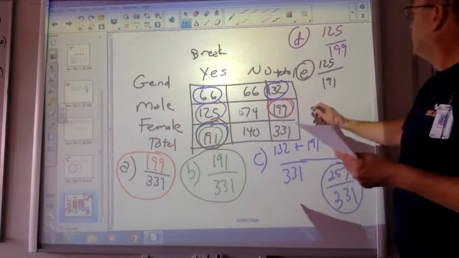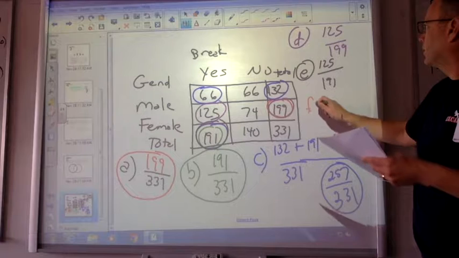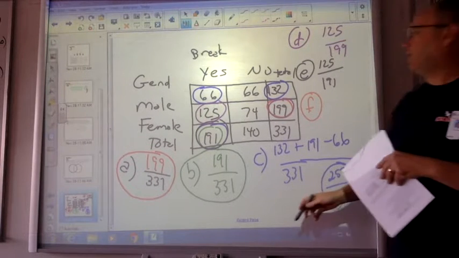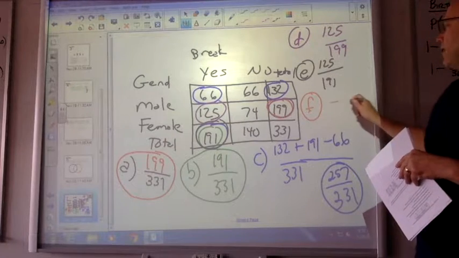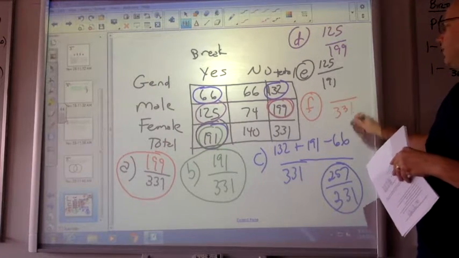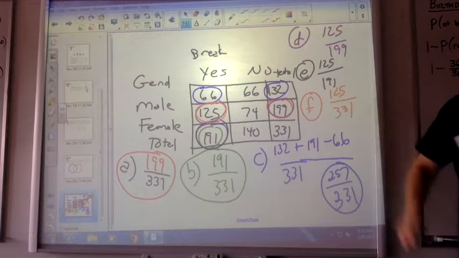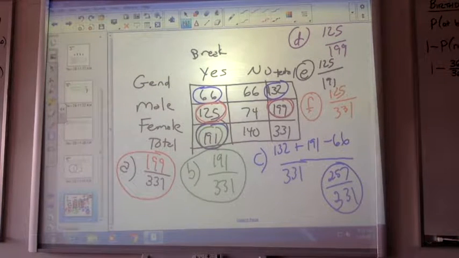Okay, like that, go. Letter F. What is the probability that a randomly selected student ate breakfast and is female? Ate breakfast and is female, and it would be there. 125 out of that.